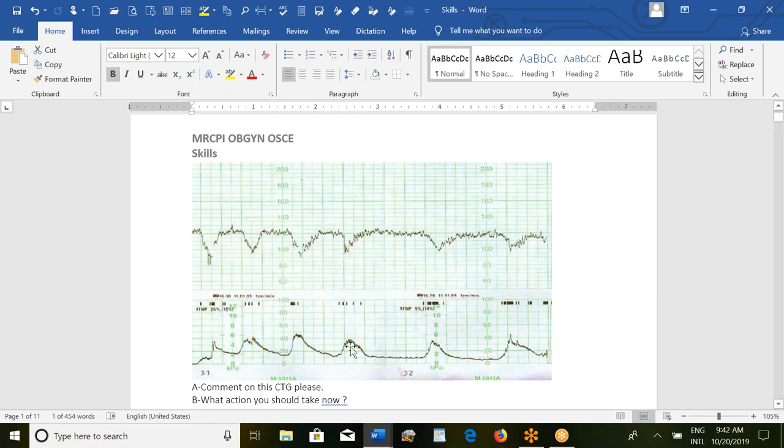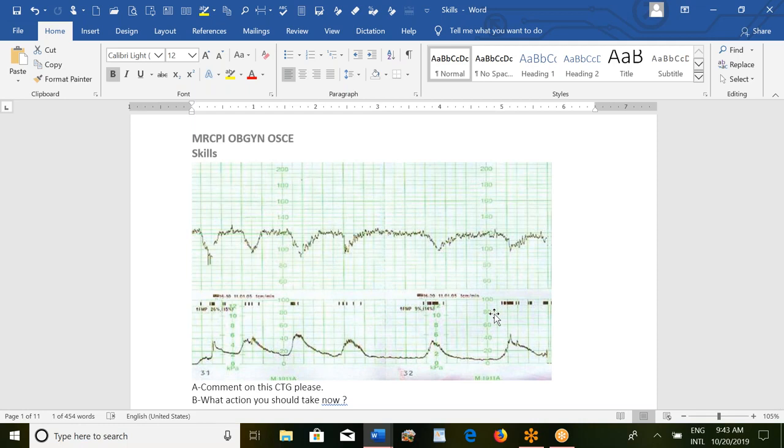Before, you commented that some of them were variable also, because I can see that 2 or 3 are early. But if you go to this one, it is slightly later than this one. If you go to this one also, the maximum point is different. So we said that we have like 2-3 variable decelerations and 2-3 early decelerations.